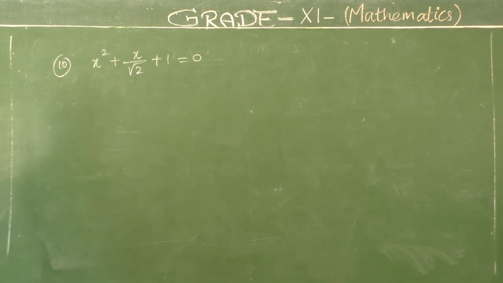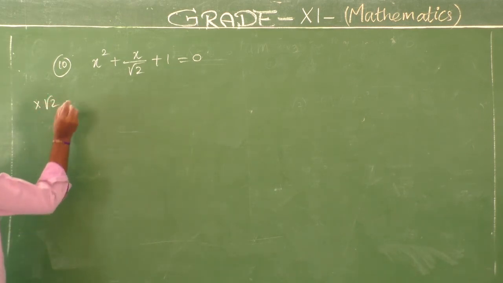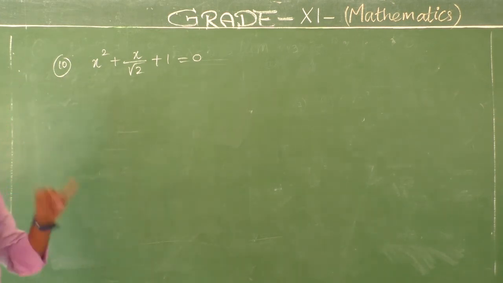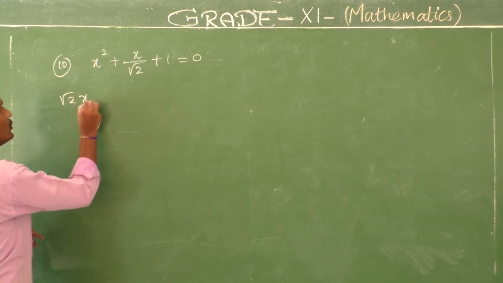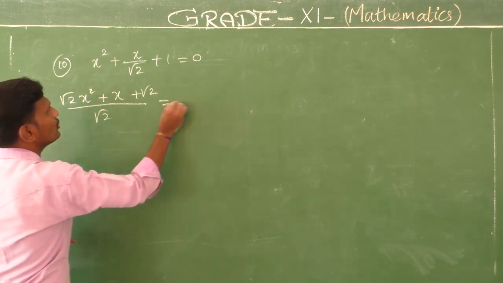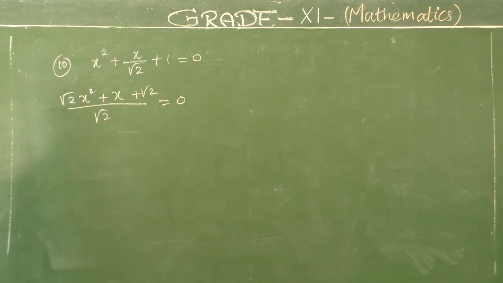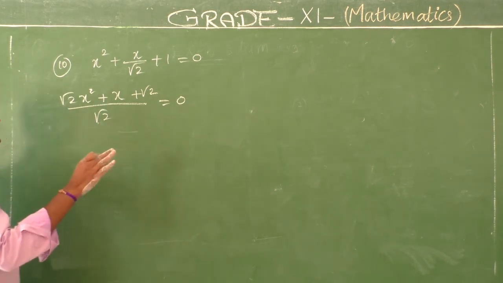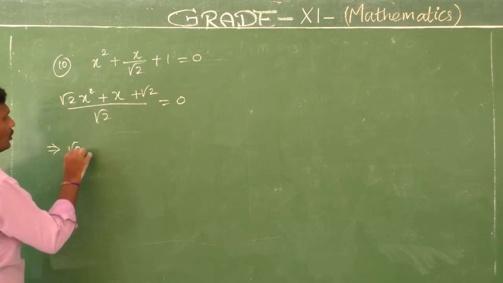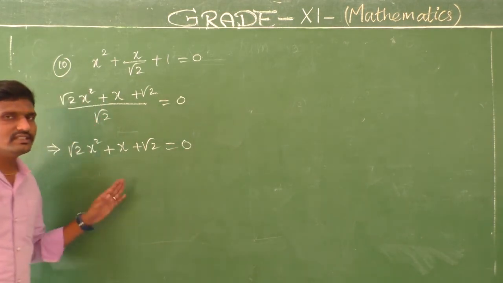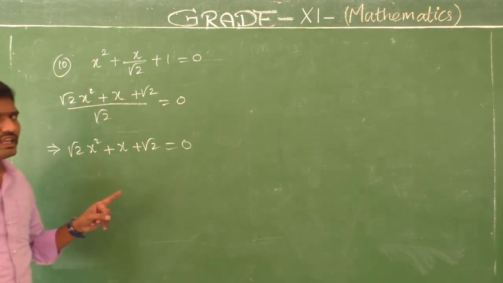And the next model, you have to multiply by root 2, and before that take the LCM root 2 for the 3 terms, the x square term, x term and then the constant term. If you take the LCM, root 2 x square plus x plus root 2, the whole divided by root 2, which is equal to 0. And next the divided by root 2 we move to the right side to get cancelled. 0 times anything is 0. So root 2 x square plus x plus root 2 equal to 0. So this is your general form of the quadratic equation.